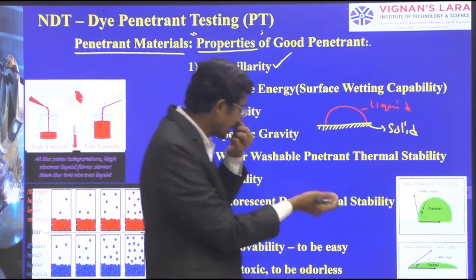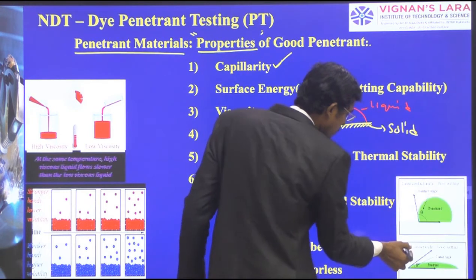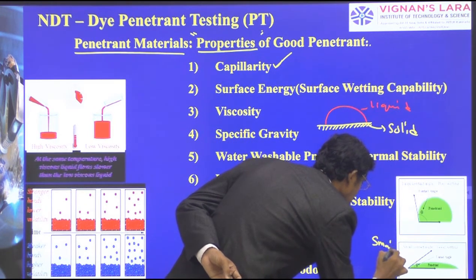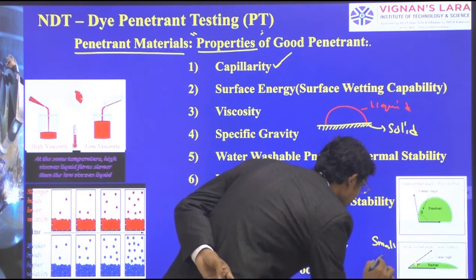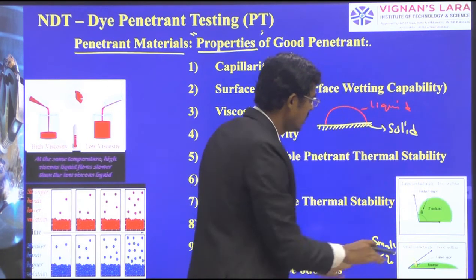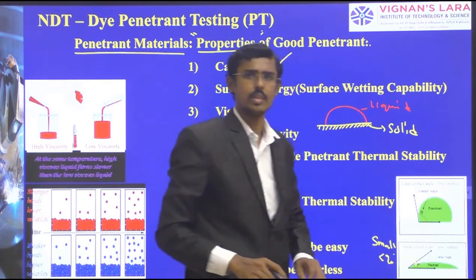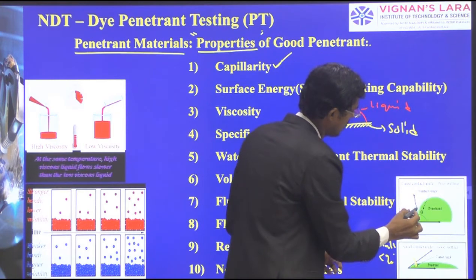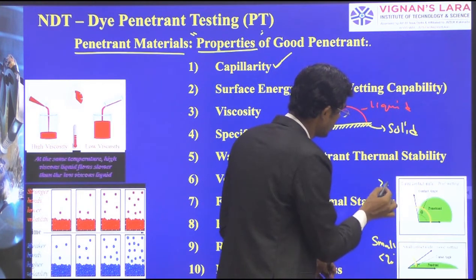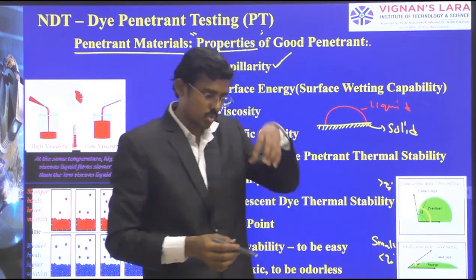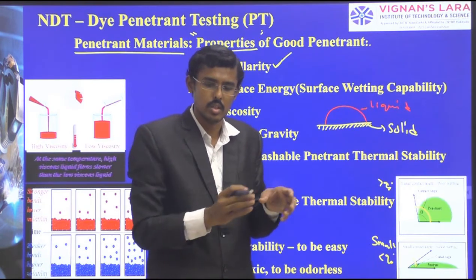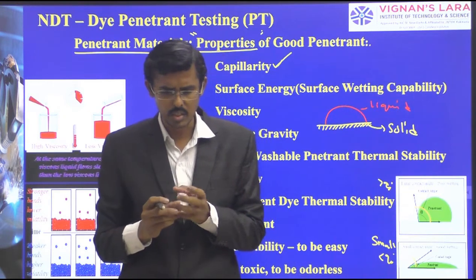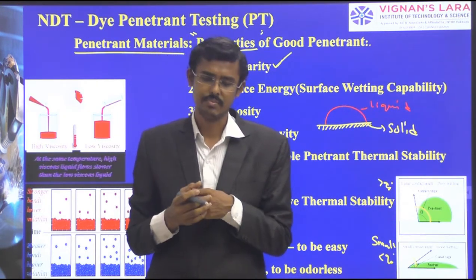If the contact angle is very small, it means this is less than 90 degree. What happens? It is good wetting. It's evenly spreading over there. If the contact angle is very large, greater than 90 degree, what happens? It is stopping there, and it is not spreading over the surface. This is one of the important things that we have to understand.